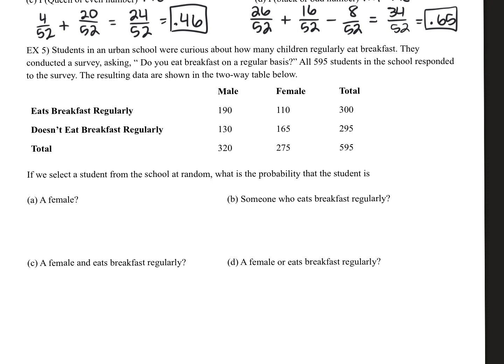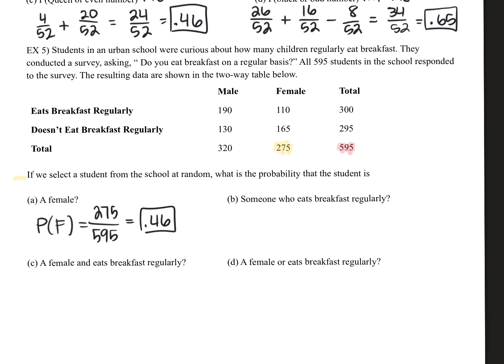We're also going to be seeing a lot of two-way tables with probability as well. So if we select a student from the school at random, what is the probability that the student is a female? So if we're trying to figure out female, we're going to look at the total number of female students and the total number of students. So probability female, which I'm going to denote as F, is 275 over 595, which is 0.46.